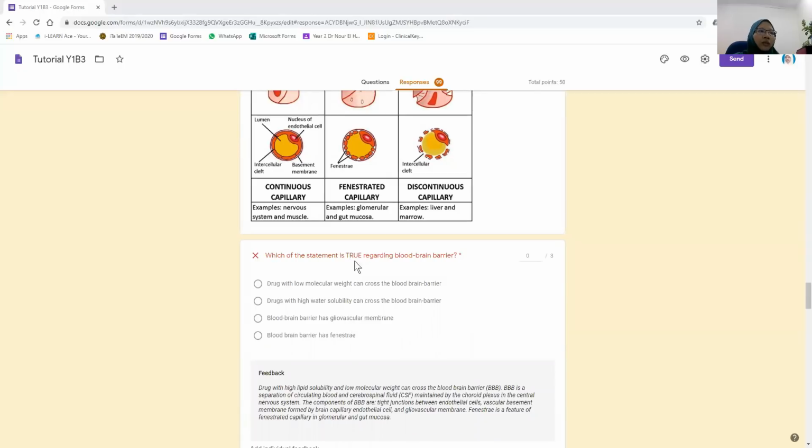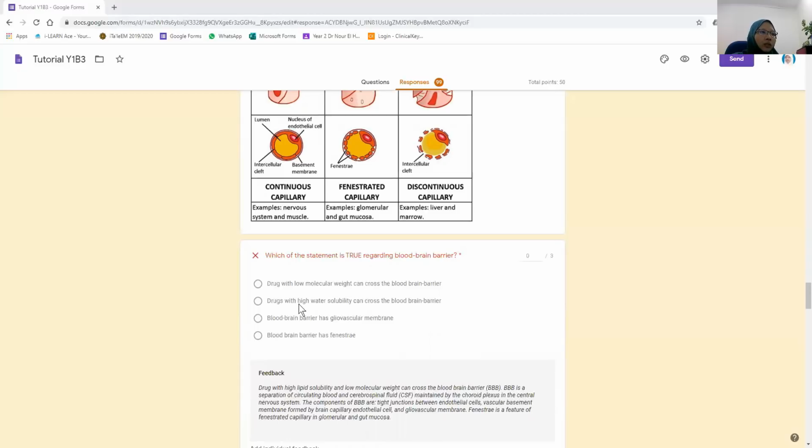So now, which of the statements is true regarding the blood-brain barrier? I think I mistakenly put two correct answers. Okay, drugs with low molecular weight can cross the blood-brain barrier, and I think I will correct it after this. Then maybe you will get a better result. So I will release the scores right after this. Okay.